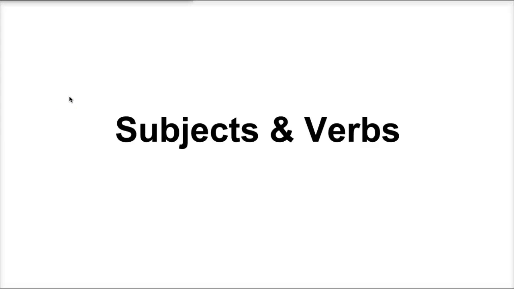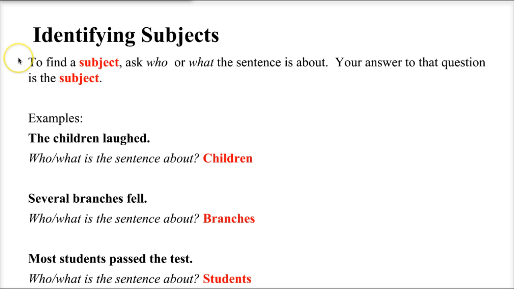This is a lesson to review the concept of identifying subjects and verbs in simple sentences, and it is based on the information in your textbook in Chapter 21, which is on pages 419 to 423. Let's get started by reviewing how to identify a subject.